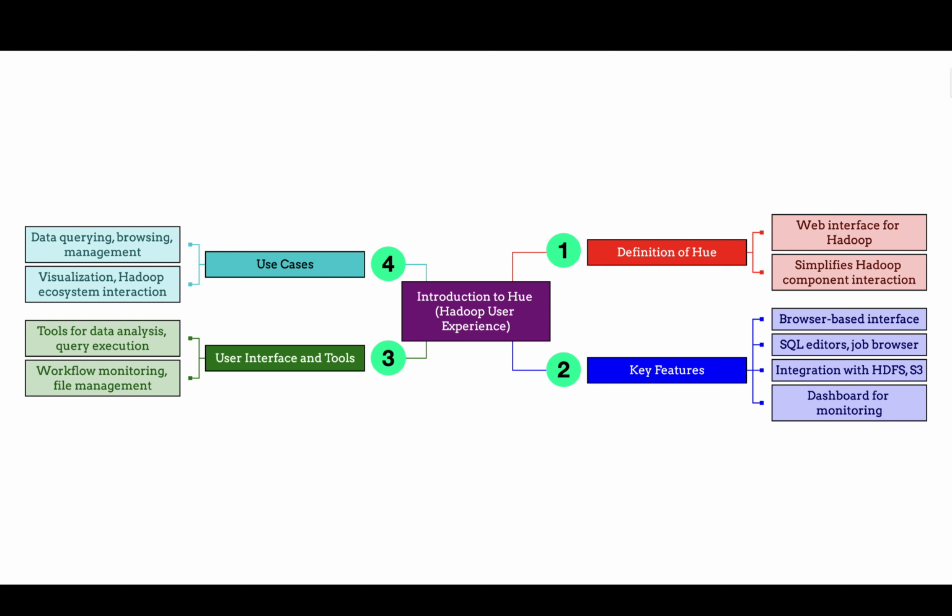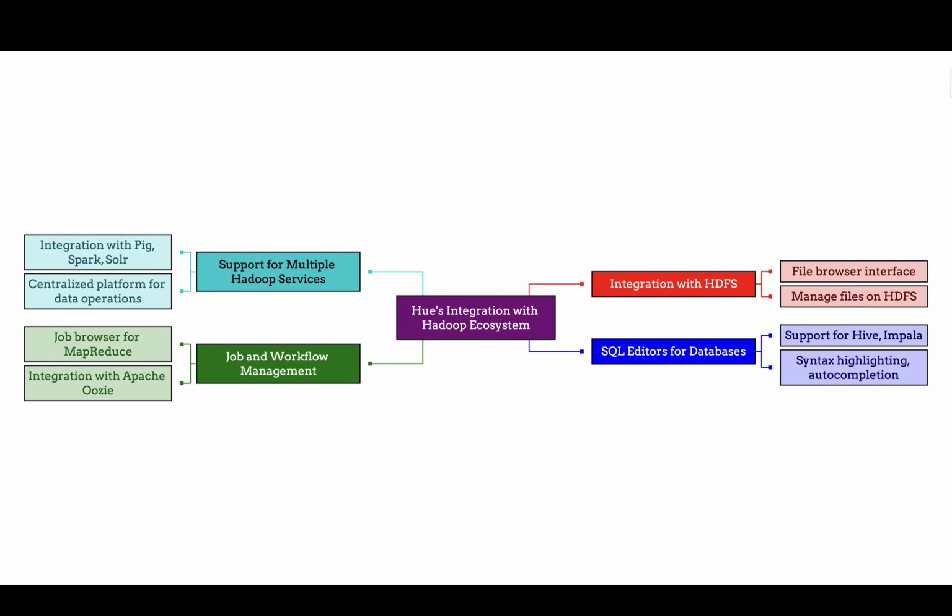It's beneficial in environments where non-technical users need to interact with Hadoop ecosystem components like HDFS, MapReduce, Pig, Hive, Impala, Spark, and more. HUE's integration with Hadoop ecosystem. 1. Integration with HDFS. HUE provides a file browser for interacting with the Hadoop Distributed File System, HDFS. Users can browse, upload, and manage files on HDFS through a simple web interface.